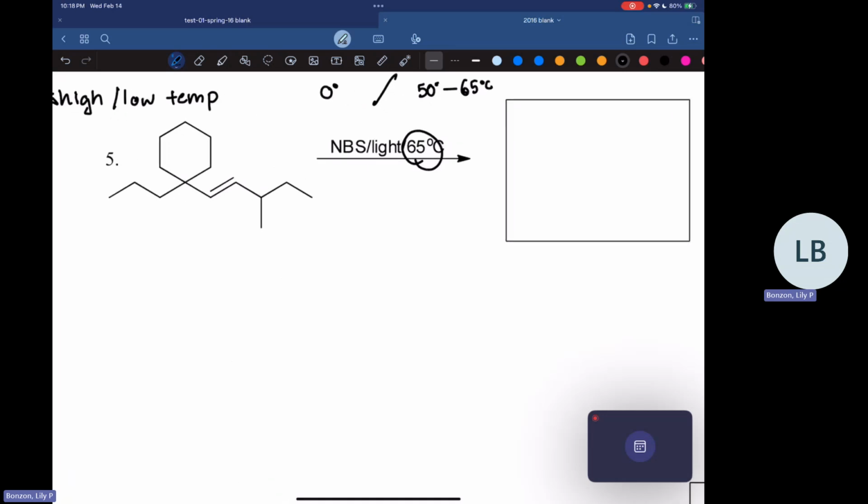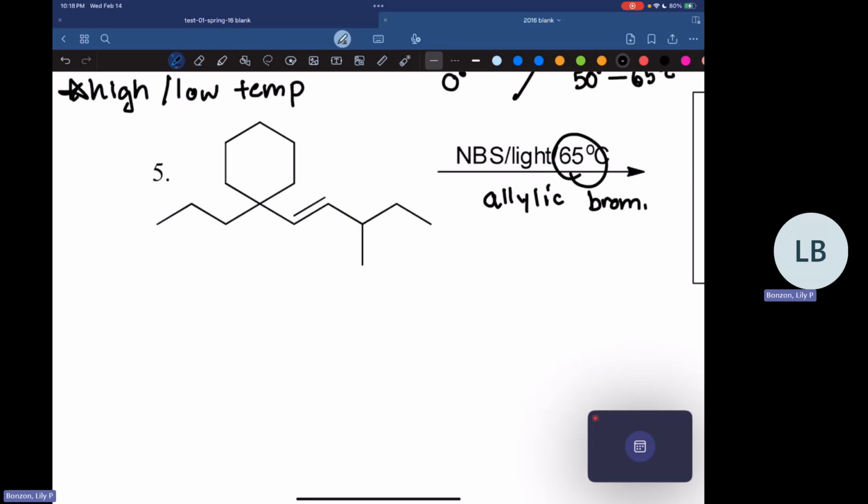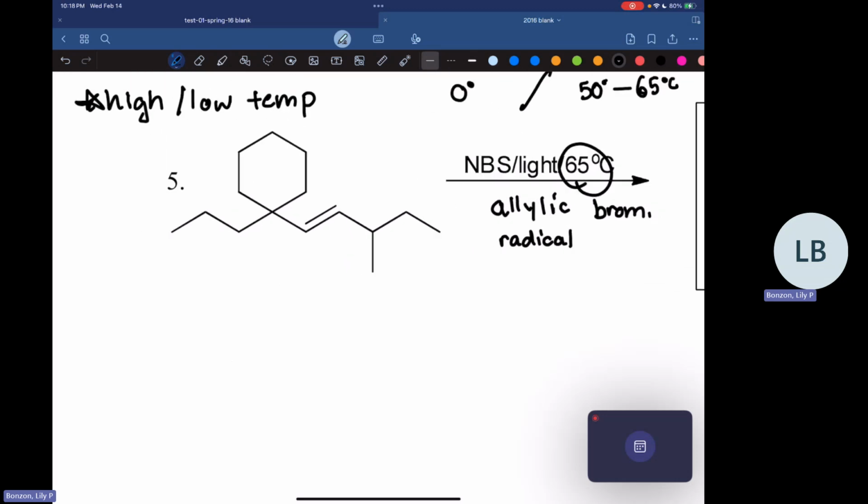And so NBS light, remember, is going to be our allylic bromination. And so that is going to be when the bromine adds on to the adjacent carbon next to the double bond, not on the double bond itself. And this is also a radical reaction. So just a few things to keep in mind from Orgo 1.